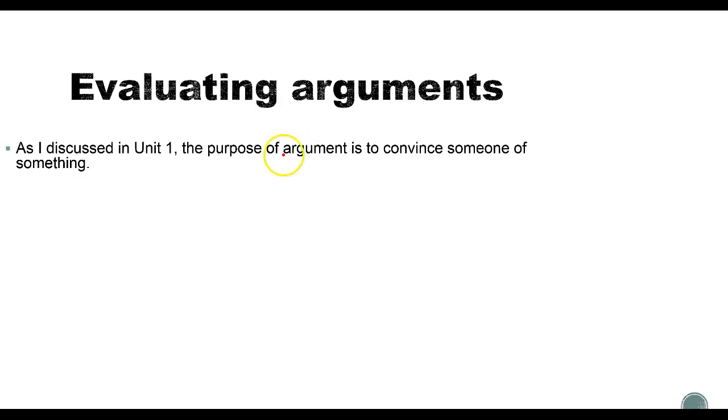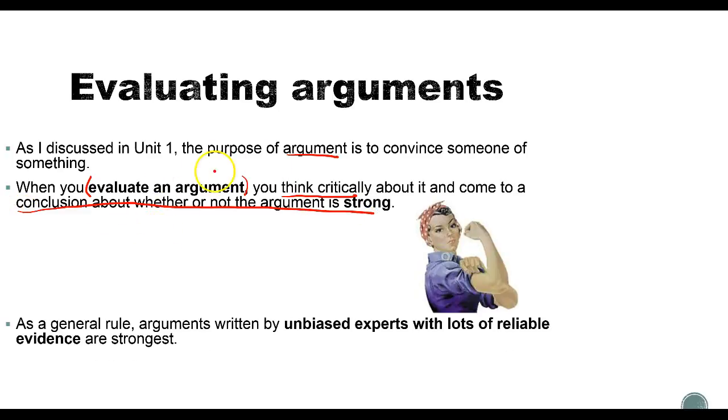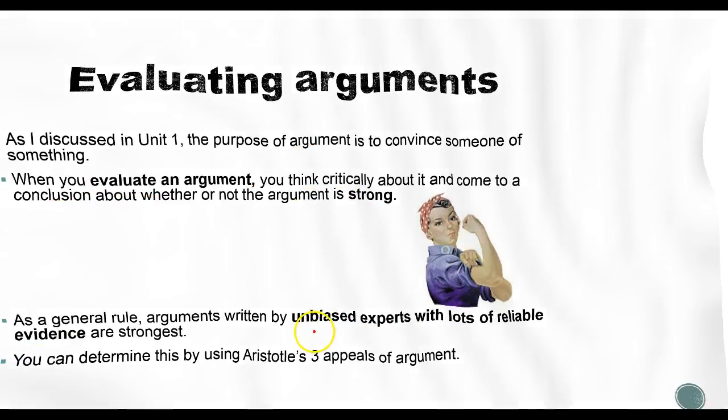So in Unit 1, I talked about the purpose of an argument is to convince somebody of something. So when you're evaluating somebody else's argument, you're thinking critically about it. You're looking closely at it and coming to a conclusion about whether or not it's a strong argument. As a general rule, arguments written by unbiased experts with lots of reliable evidence are the strongest. Arguments written by people who are biased or have a lot at stake and don't use a lot of evidence are really not that strong. So those are the kinds of things you want to look at. And you can determine whether an argument is strong or biased by using Aristotle's 3 appeals of arguments.